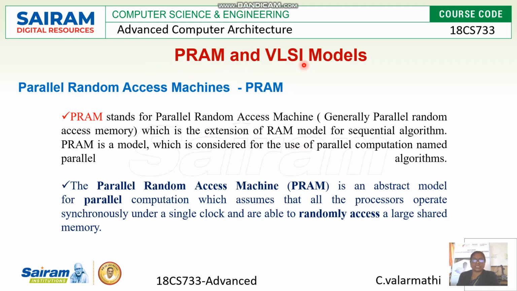It also has some other variations in its structure and its operation, where the new format of RAM is called the PRAM. PRAM is nothing but parallel random access machine. Here it stands for an extension of the RAM model for sequential algorithms, whereas PRAM is a model considered for the use of parallel computation algorithms.